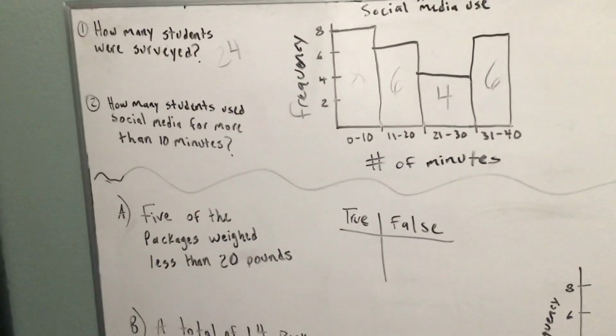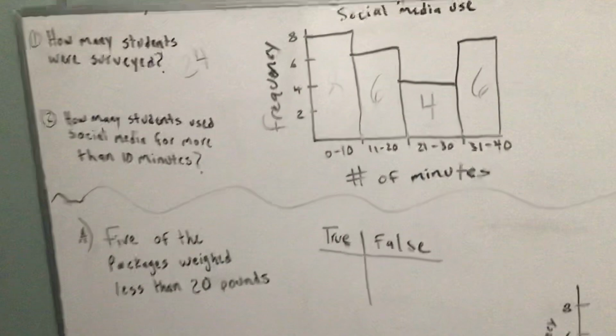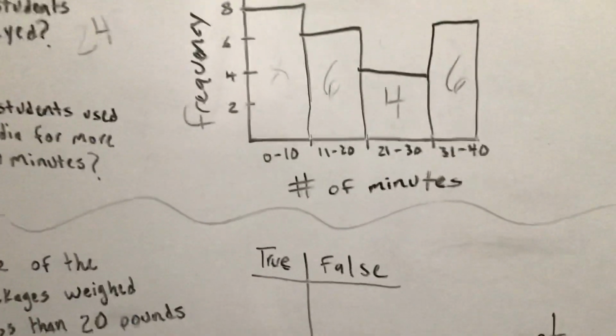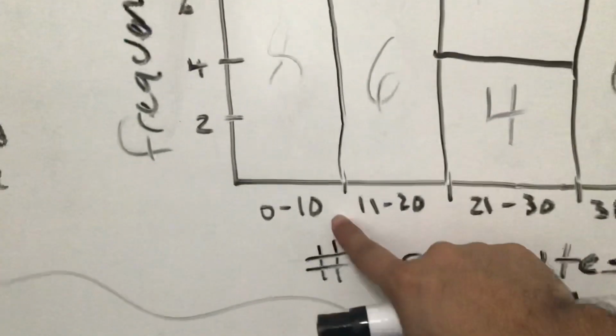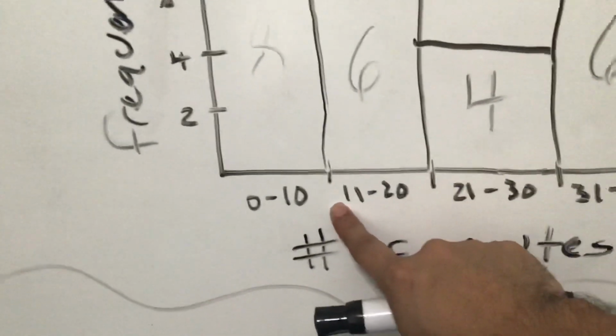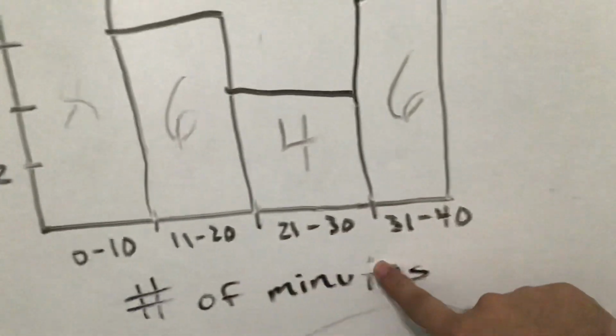Question 2 on that first example, how many students use social media for more than 10 minutes? More than 10 minutes. So anything that is more than 10 minutes. Here's the number of minutes going side to side. So we start with 11 since that's the first number that it's more than 10. So from 11 going all the way up.